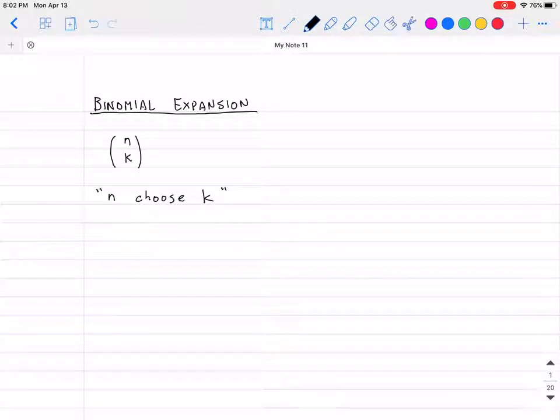In terms of where this terminology came from, it's something that we will see in statistics later on when we do probability. But nonetheless, let's go back to this theorem for the time being. Oh, sorry, definition. And here is what the definition means. When you have n choose k, that's the same thing as saying n factorial divided by k factorial multiplied by n minus k factorial.